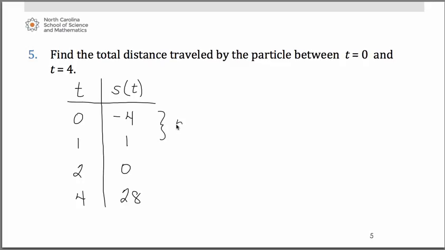So in here it traveled 5 units, another 1 unit in there, 28 units in here. So if you add those up, you get 34 units is the total distance that the particle traveled.